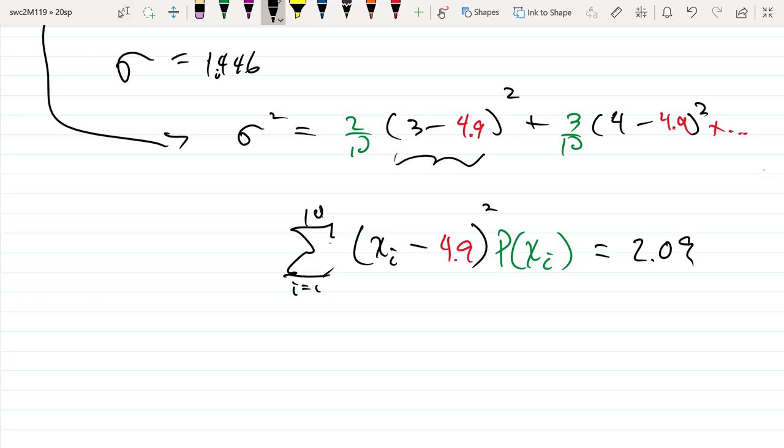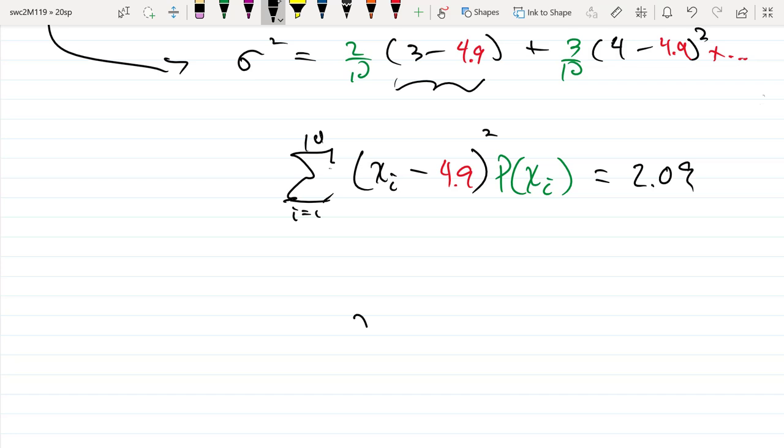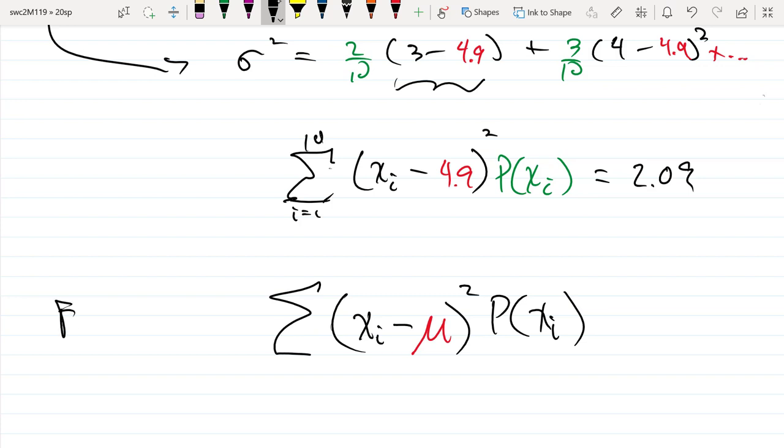So this was a function of a random variable. And in general, what you'd say is that for a random variable, if you know what the mean is, and you know the probability, right? If you have a probability distribution function for that random variable, you can get the expected value of that difference. So the expected value of that difference squared looks like this.